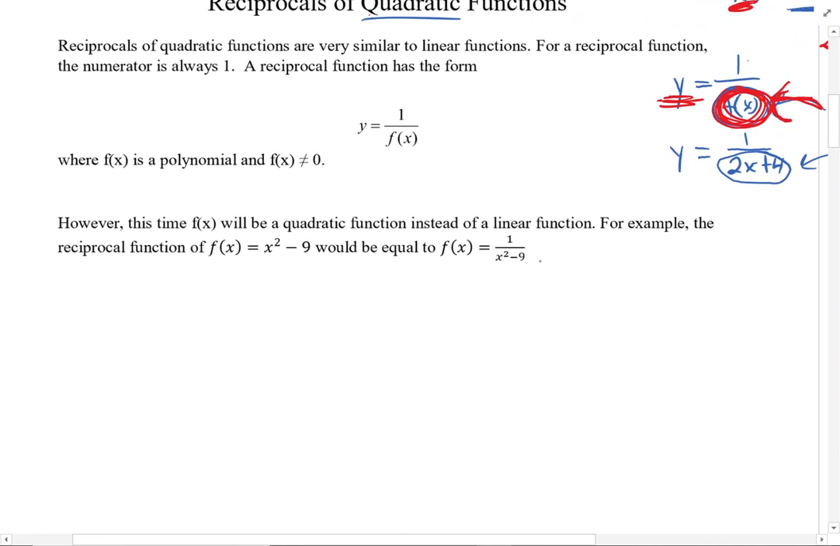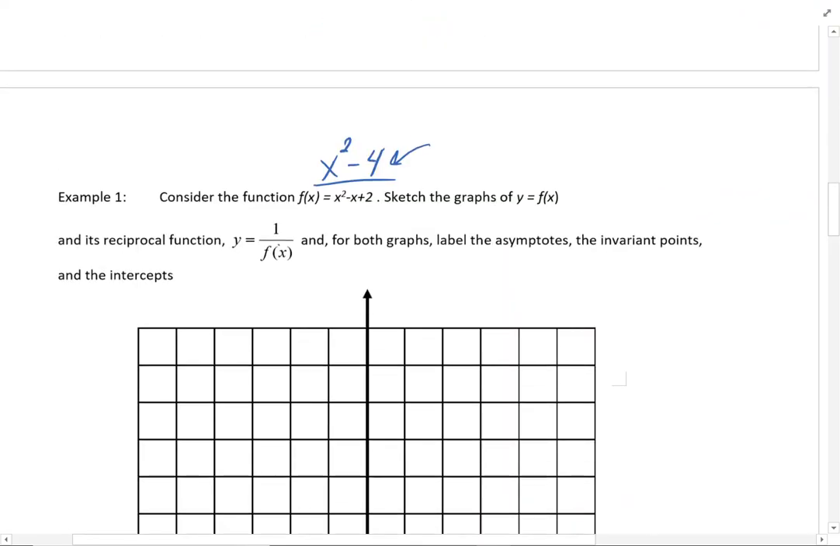Okay, so now what we're going to be doing is the same thing, but instead of it being a linear function, it's going to be a quadratic function. So something like x squared minus 9, that gives us a parabola. Okay, so let's look at an example here. I think that will be the best way to do it.